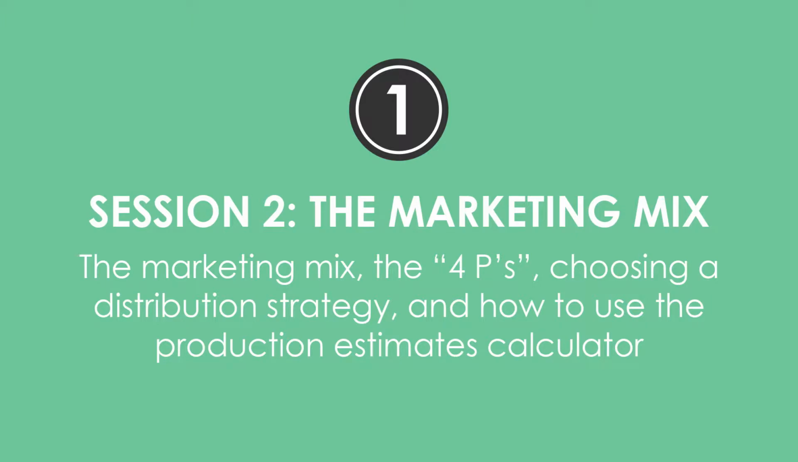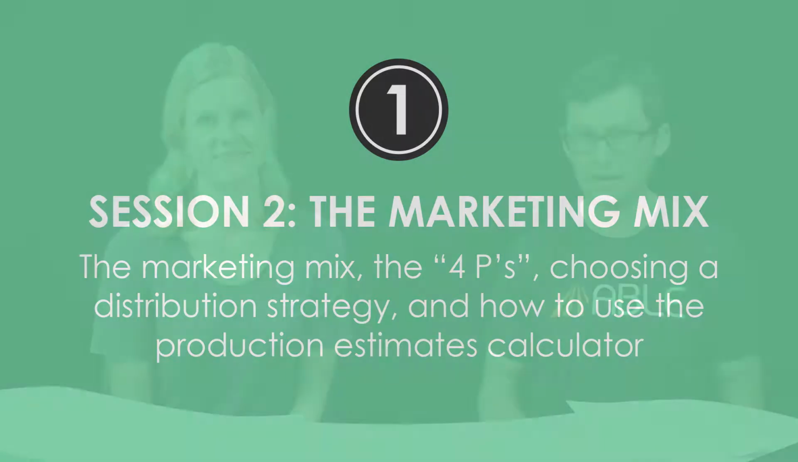All right, so last time we talked a little bit about how to approach the market research, and today we're going to go into a little bit more detail on the marketing mix. So specifically covering the 4 Ps, which we'll get to in a minute here, and then looking at your distribution strategy more closely. And finally, we're going to talk about the production estimates calculator and how to plug all of your numbers into that. Fantastic.